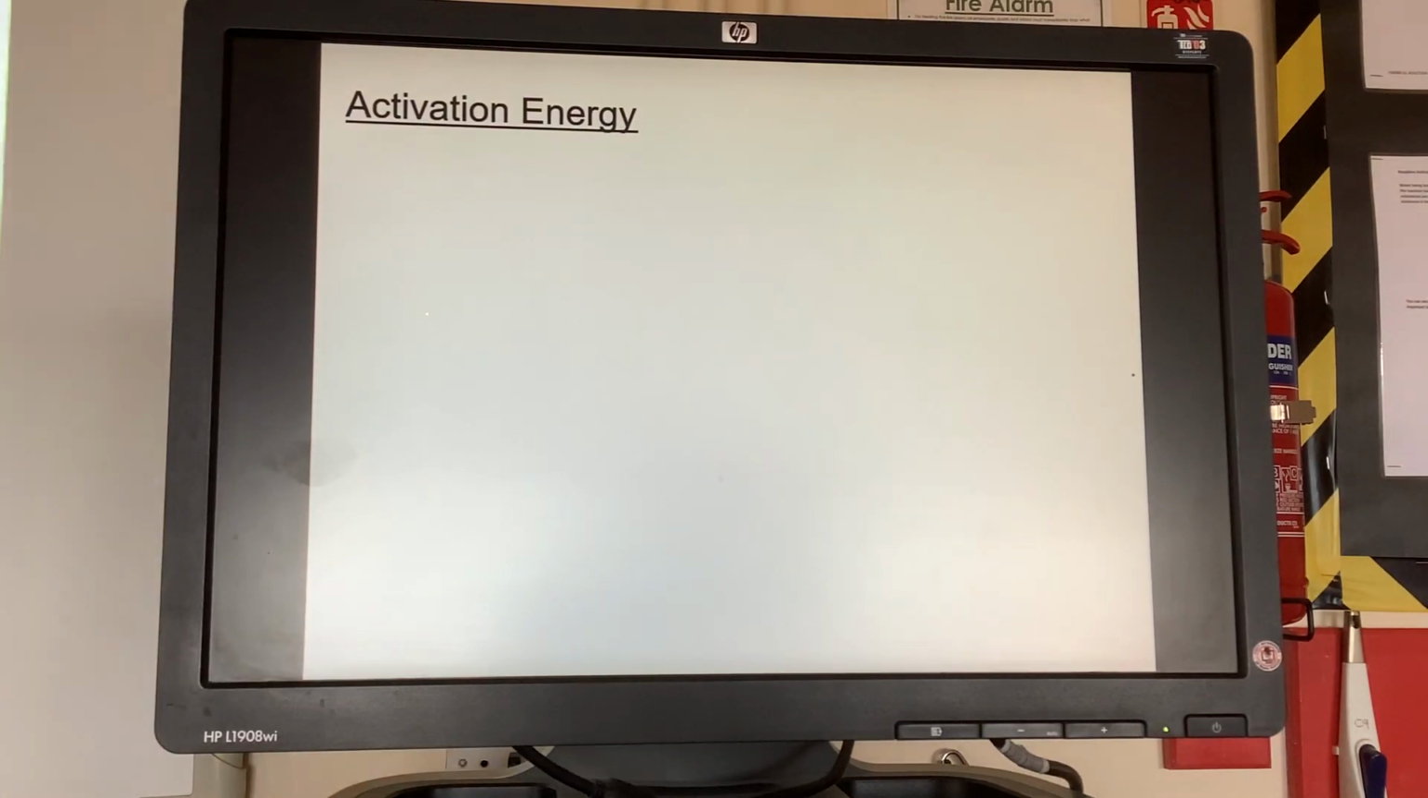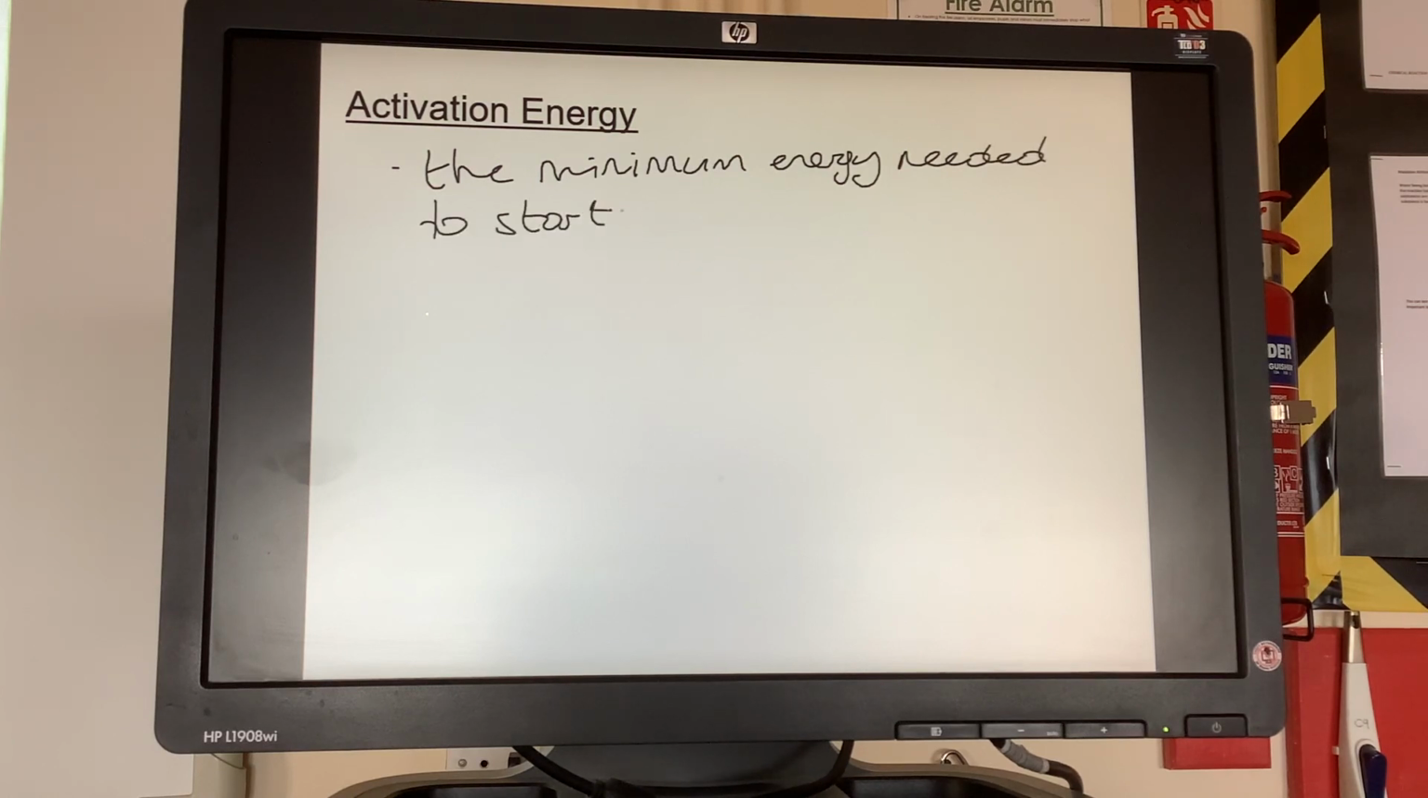It's a complicated idea. We've talked about the activation energy. You'll need to know the definition of the activation energy. Like I said, it's the energy we put in to get the bonds broken. If we don't put enough energy in, the reaction won't start. So the definition of activation energy is the minimum energy needed to start a reaction. It's a definition that you'll need to learn.